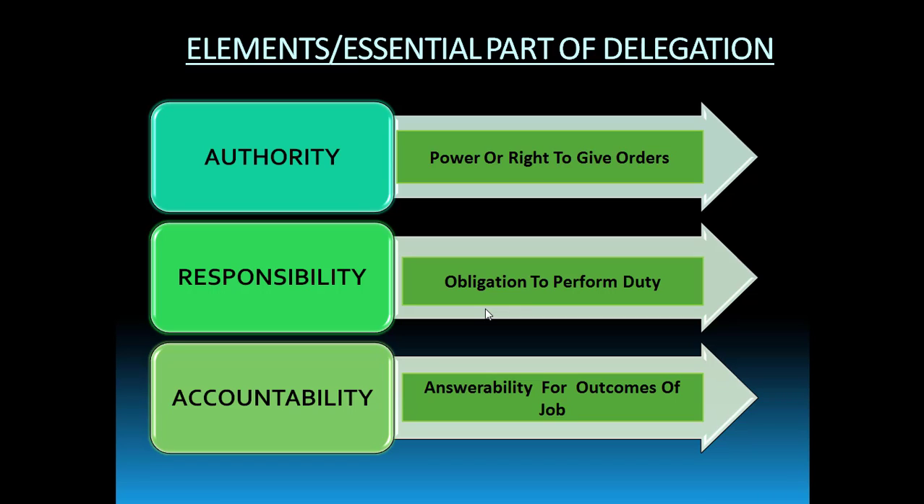So authority basically means the power or right to give orders. So when we say that the superior has more authority than the subordinate, or the manager has more authority than his subordinate, it means that the manager has more power and right to give orders and instructions to his subordinates, right? Then the second one is responsibility. Responsibility means obligation to perform the duty. So along with authority, that is when you have power, comes the responsibility. Responsibility means you are obliged to perform the duty which is being given to you, right?